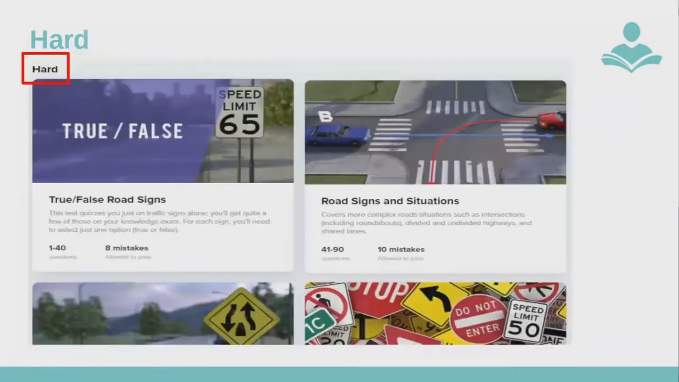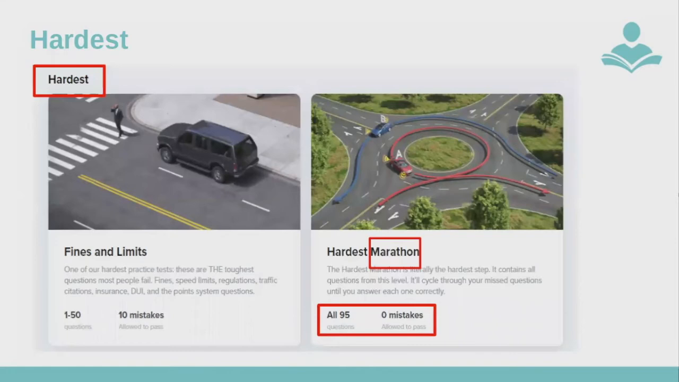And then if we go to the next level, the next one is hard. So obviously it gets a little bit more difficult. It also tells you the subject matter, like road signs, for example. Then the final level is hardest. You've got your first test on fines and limits, and then you have something called a marathon. That's basically all of the questions that you've done up until that point in all 3 levels, and you're not allowed to make any mistakes. So it's basically the final test to make sure that you're ready to take your driver's test.